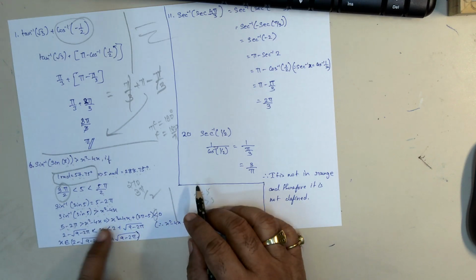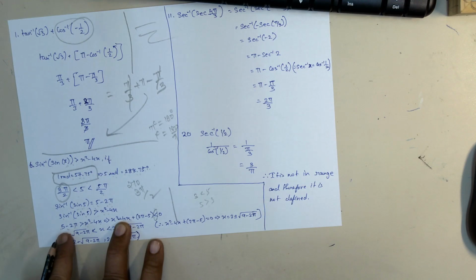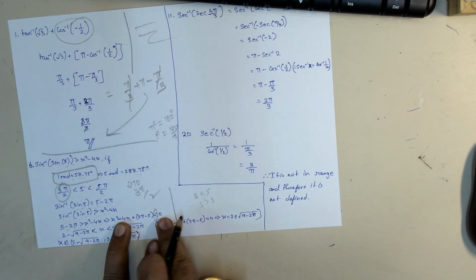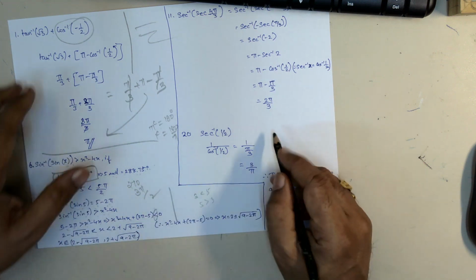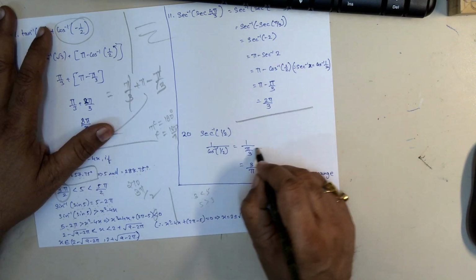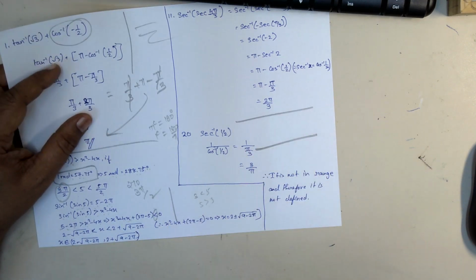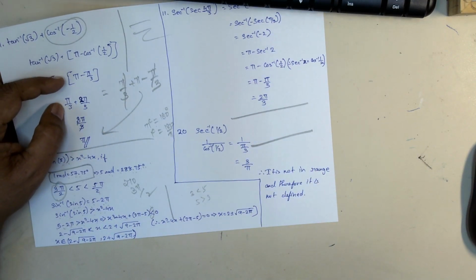So now it becomes x squared minus 4x, right? And this 5 minus 2 pi is nothing but a minus of 2 pi minus 5. And that is why you must write in steps here. Take my more sheet.